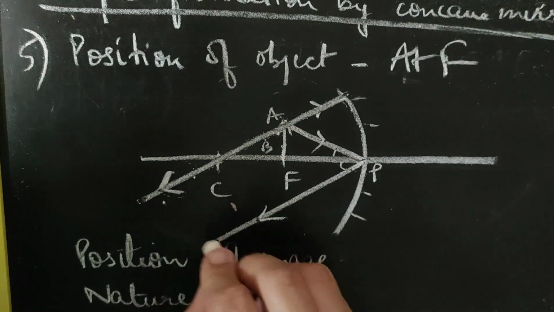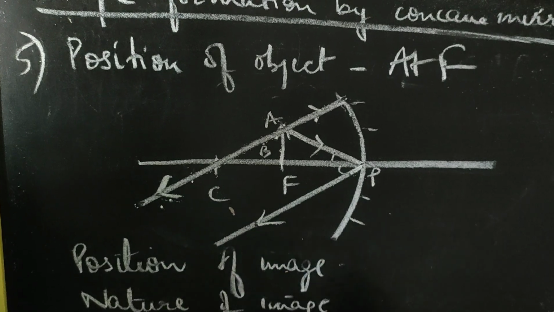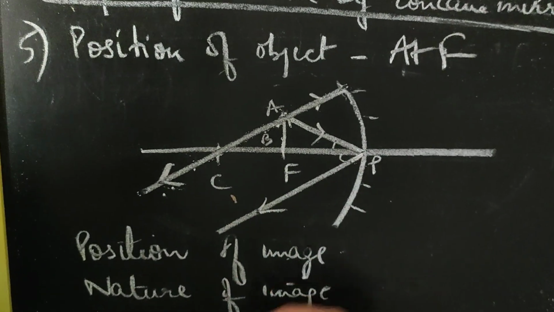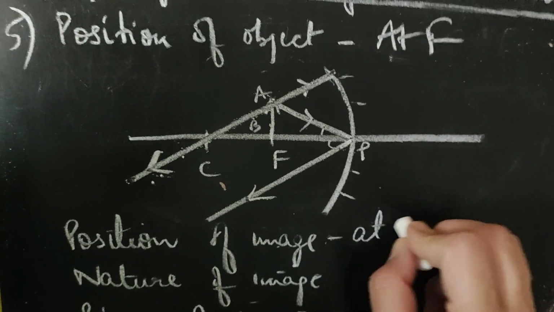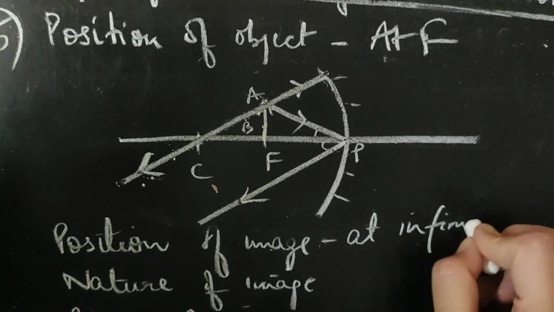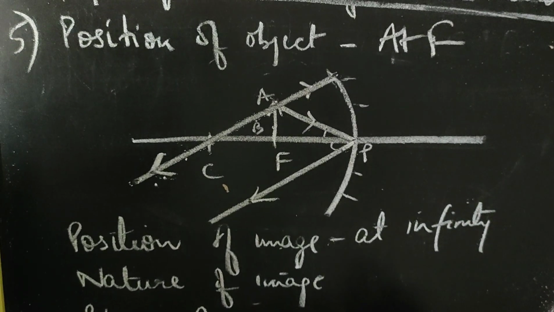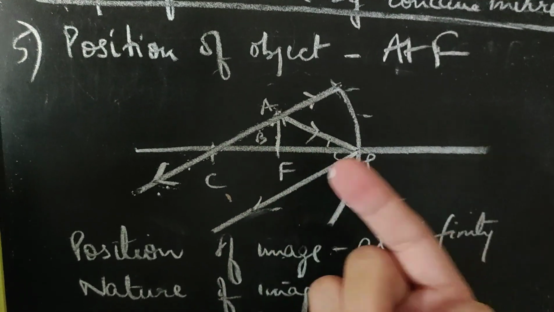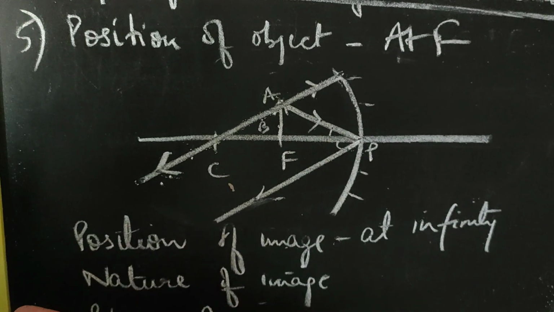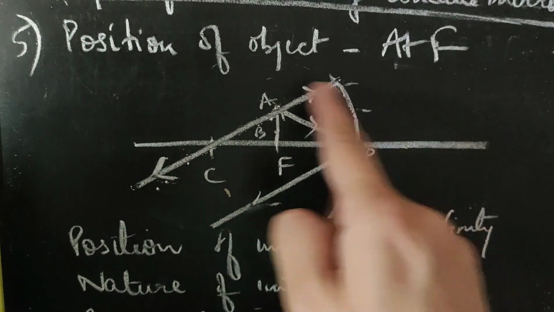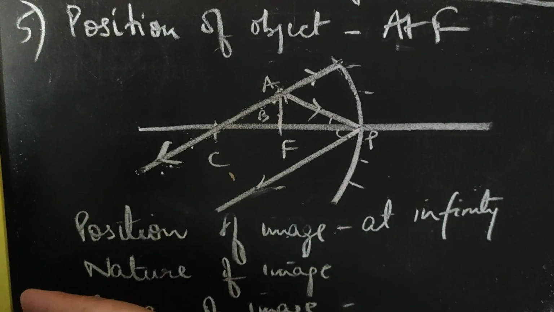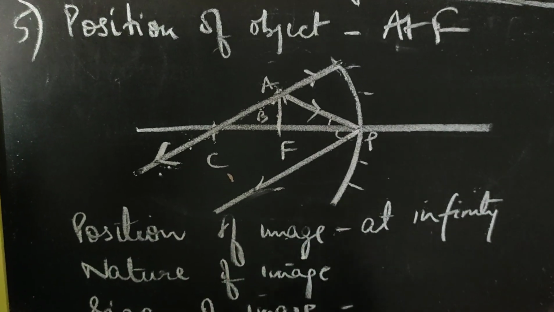So these are the two reflected rays, and you can see they are clearly parallel to each other. They don't seem like meeting anywhere. So we say the position of the image is at infinity, because these are not the only two rays coming from the object. From the object there must be many more infinite rays coming, somewhere some will intersect, but within our range we can't see them intersecting. They will meet somewhere at infinity. So we say the position of the image is at infinity.